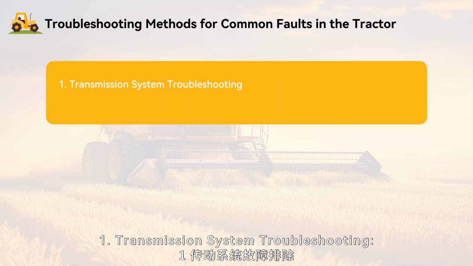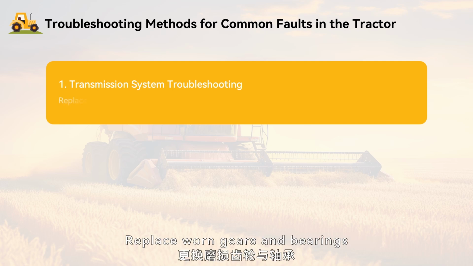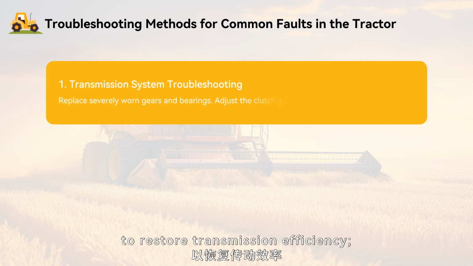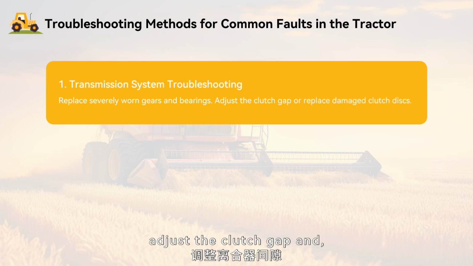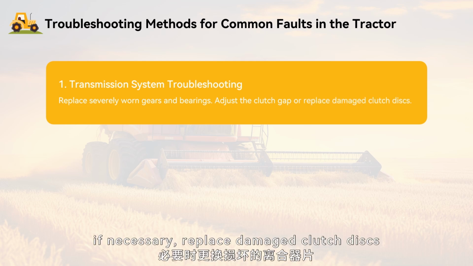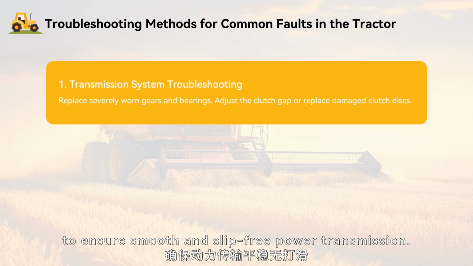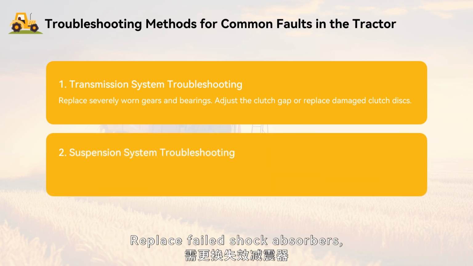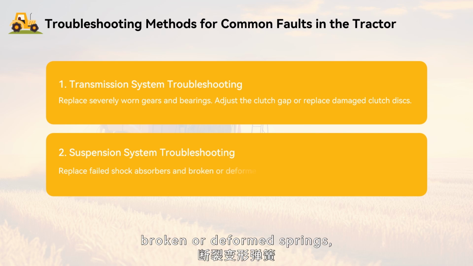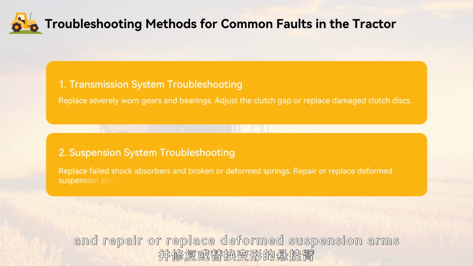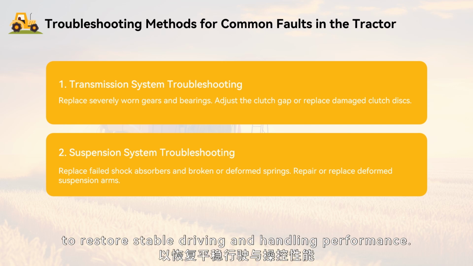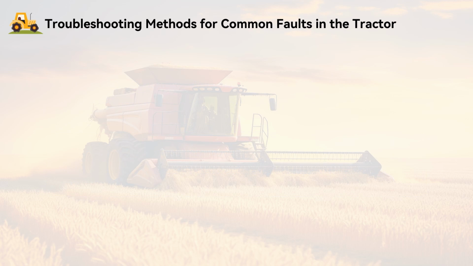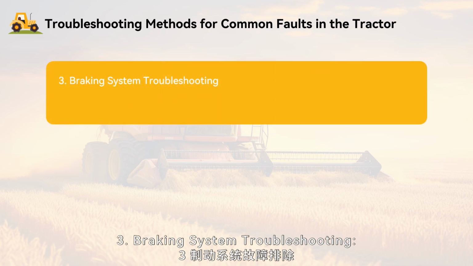1. Transmission system troubleshooting. Replace worn gears and bearings to restore transmission efficiency. Adjust the clutch gap and, if necessary, replace damaged clutch discs to ensure smooth and slip-free power transmission. 2. Suspension system troubleshooting. Replace failed shock absorbers, broken or deformed springs, and repair or replace deformed suspension arms to restore stable driving and handling performance.